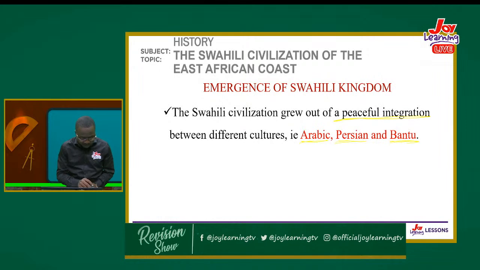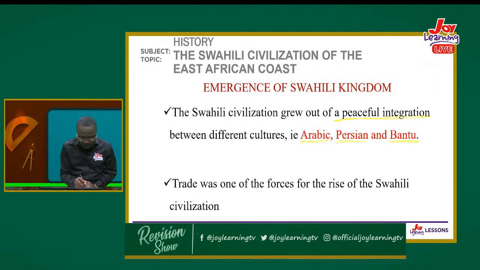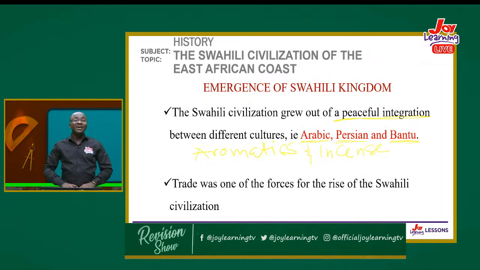So, trade in aromatics and incense. Now, aromatics, we are told, are a sharp, pleasant smelling plant substance that is used for religious purposes and also used in the preparation of perfumes. It was these aromatics and the incense that attracted traders to the Somali coast.